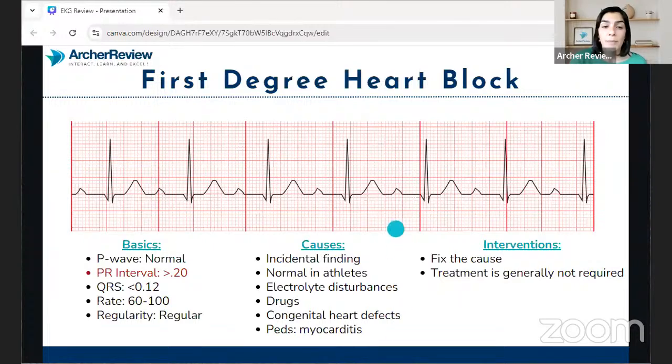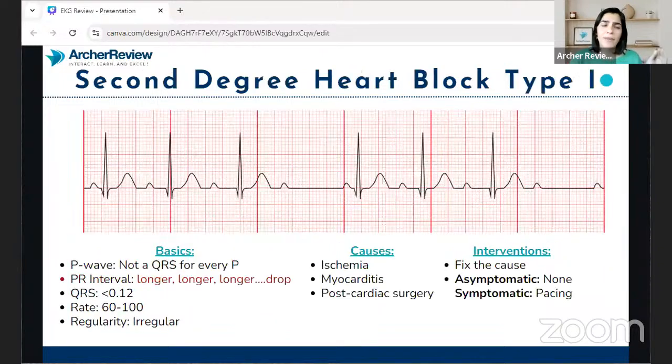Certainly in our pediatric population, if we find a first degree heart block, we want to send them over to pediatric cardiology to evaluate to make sure we're not looking at any congenital heart defects. Typically, those are caught a little bit earlier than probably when you're getting an EKG on that pediatric patient, but we want to make sure that we evaluate the underlying cause, but sometimes it is normal and there's no fix or no treatment required. Now, when we get into second degree heart blocks, it's a little different.